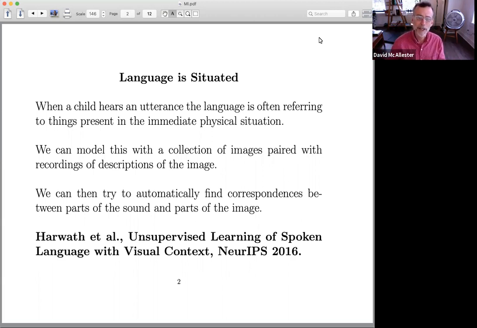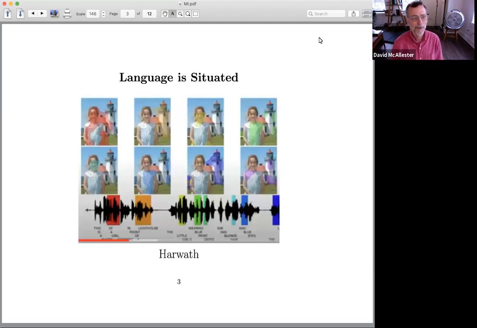So this is a situation where we have two continuous objects, the sound wave and the image, and we're looking for what's in common between them. You can think of this as a kind of multimodal learning. Let's see what kind of results he got. This is a figure from his paper. There's a sound wave, and the sound wave is describing this image.